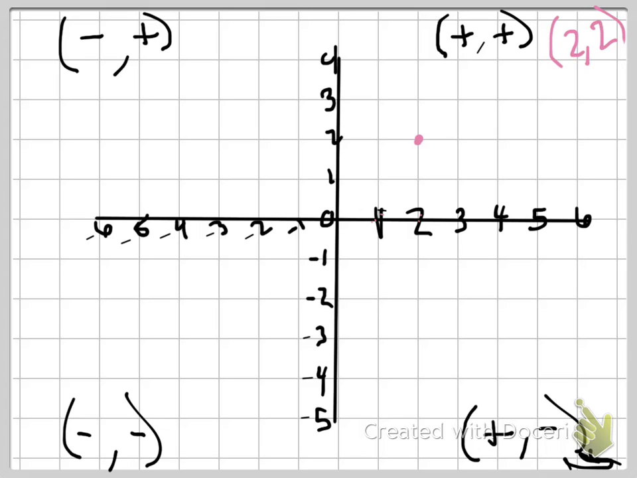So let's go down here. I could have 3, negative 1. So I'd go in the x-axis 1, 2, 3, and now I have to look at the y-axis. My negative 1 is down here, so I end up in this coordinate.